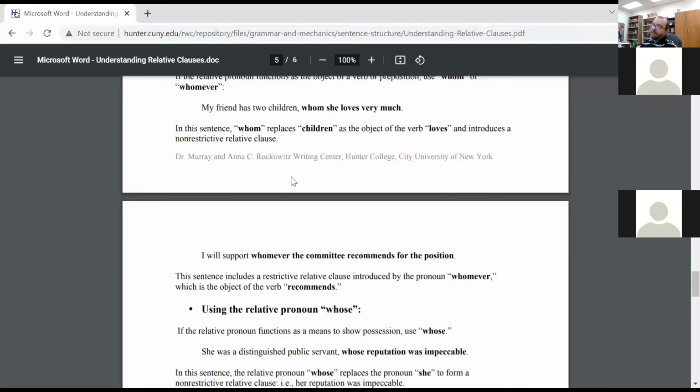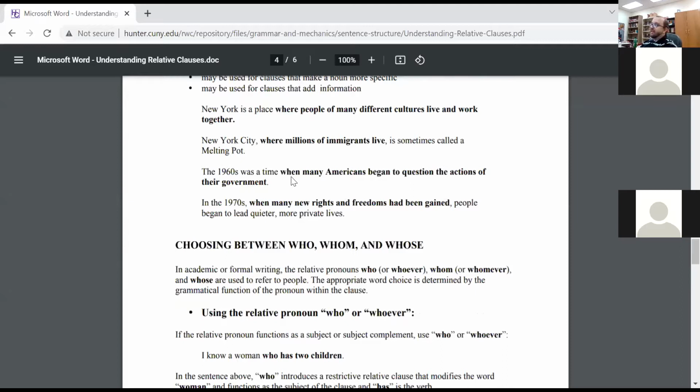You use "who," right? Just like how you would use "that" whenever the meaning of the sentence would be impacted if you take it out. You use "whom" whenever the meaning of the sentence would not change if you would take that out. You use "whose" whenever you're showing possession. So that's pretty much the basic recap here.